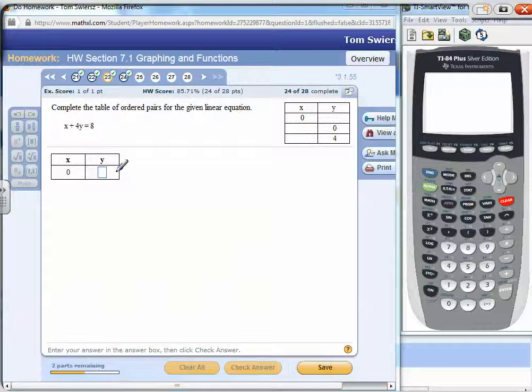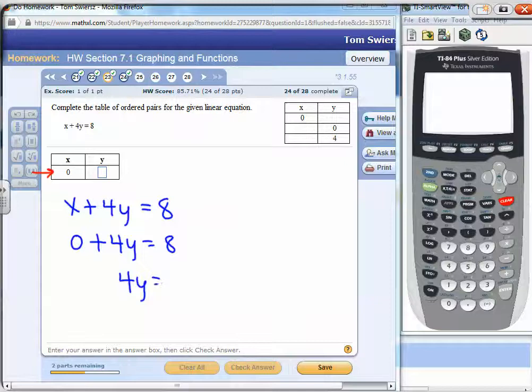Notice in this first one, the value x is equal to 0. So wherever there's an x, we're going to put in 0. So x plus 4y equals 8. Copy down your equation. Substitute in this value for x. X is 0. 0 plus 4y equals 8. 0 plus 4y is just 4y equals 8.